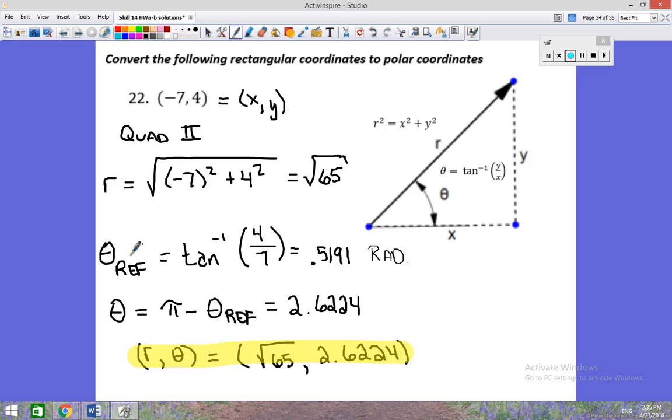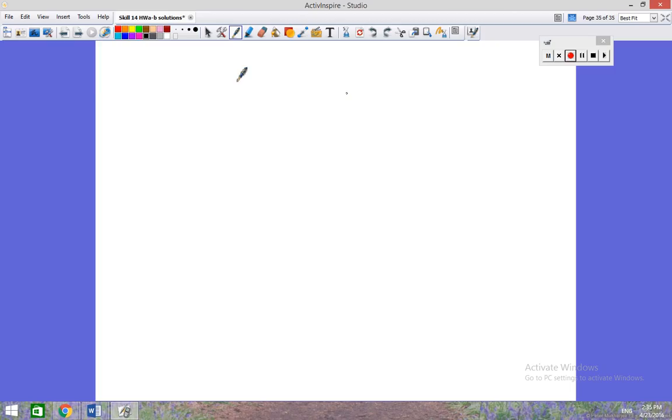All right, anyway, since I was in quadrant 2, it's pi minus that reference angle, or 180 degrees minus that reference angle. So my final answer is here. I've carried that out to 4 decimals there, but I think on the answer key on Khan Academy, it's just to 3 decimals.